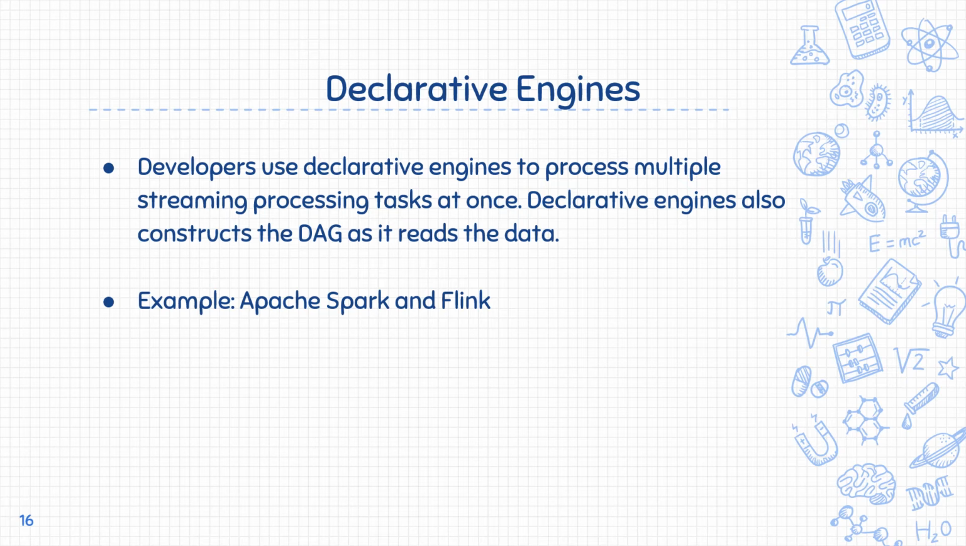Developers use declarative engines to process multiple streaming processing tasks at once. Declarative engines also construct the directed acyclic graph as they read the data. Examples of the software that use this framework are Apache Spark and Flink.